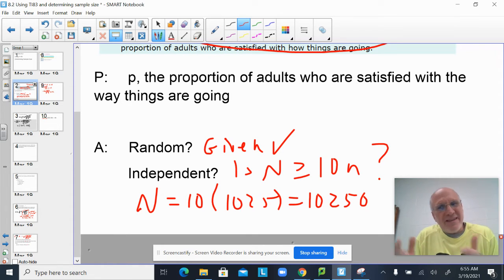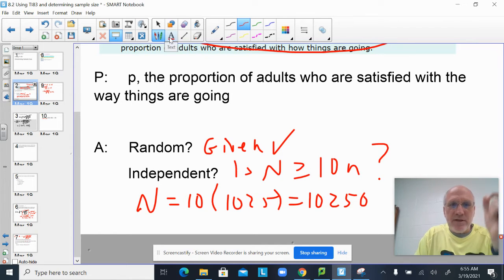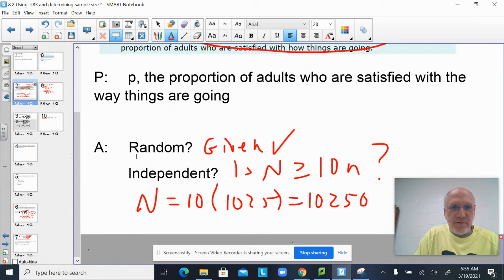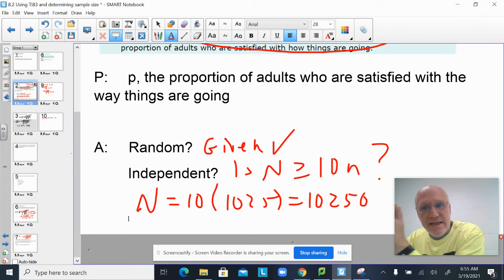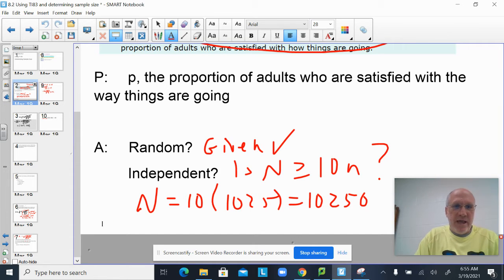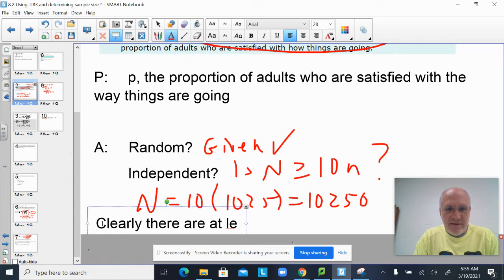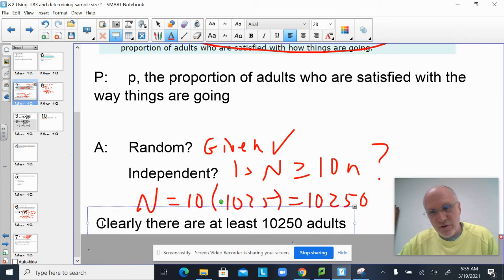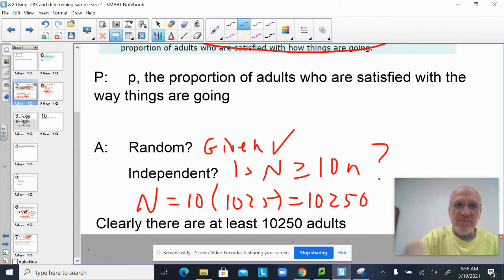Notice this problem doesn't give us the population, but we're talking about the proportion of adults. You absolutely could say, I don't think I typed it in here, that would have made too much sense. You have to do that math, calculate 10 times little n. And I would just say, clearly there are at least 10,250 adults. Certainly there are more than that many adults out there. So I've said that condition has been met.